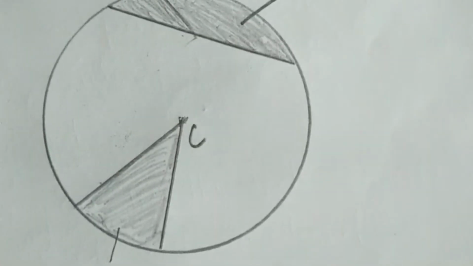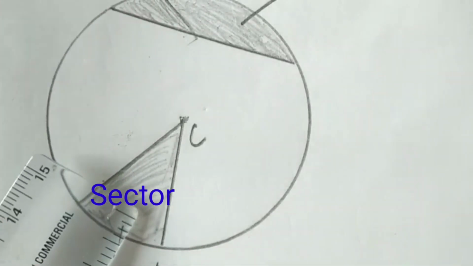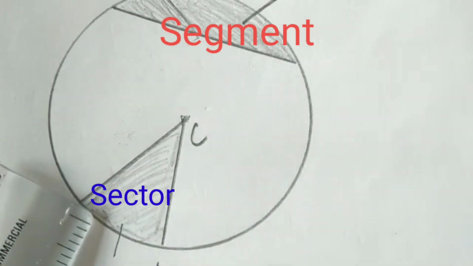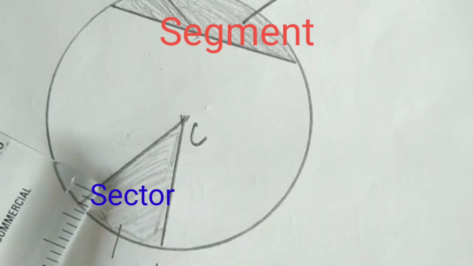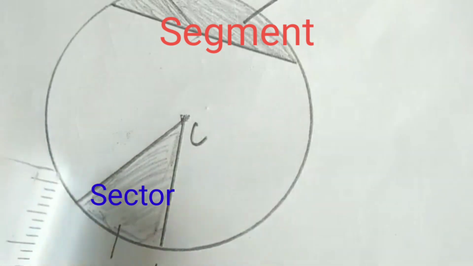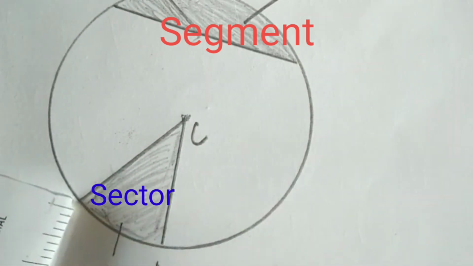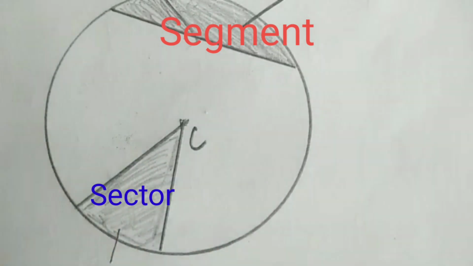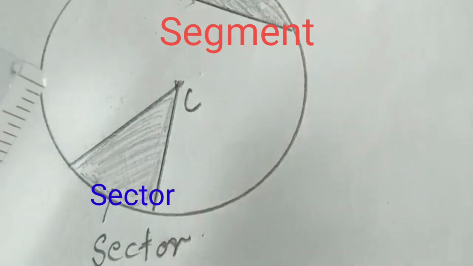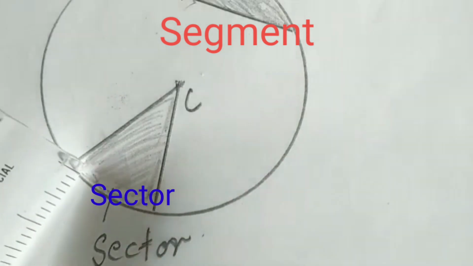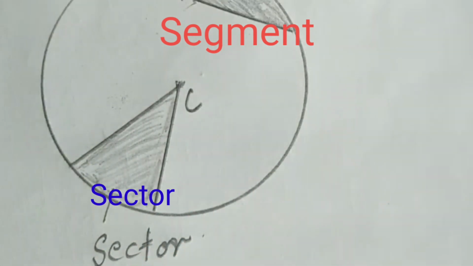Next part is a sector. Sector means it is the part interior to the circle, inside the circle, and it is enclosed by an arc and two radii. That means two sides are two radii and one side or boundary will be an arc. So this is called a sector. Sector means the interior region enclosed by an arc and two radii.